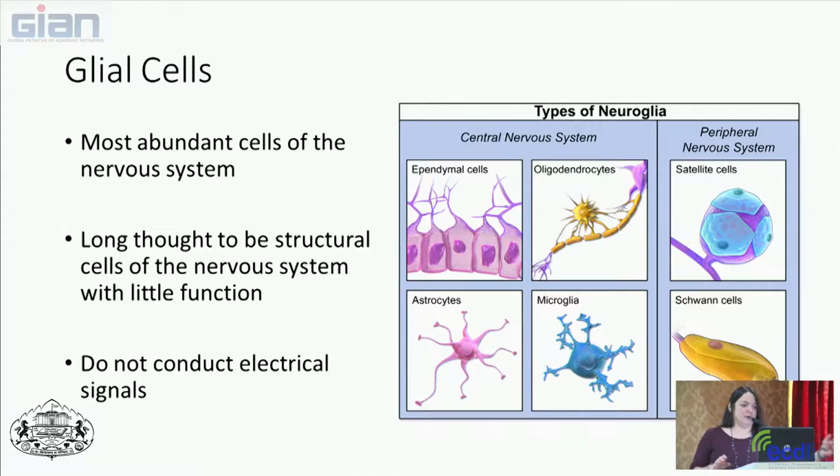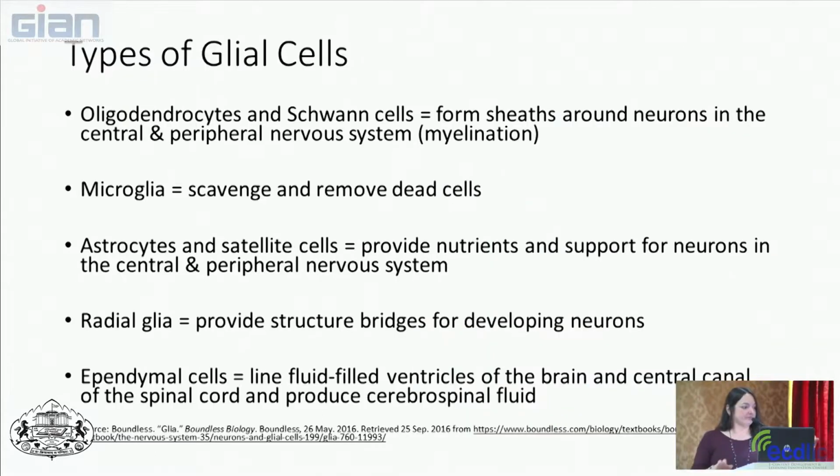So as we go back, we can take a look here. The Schwann cells are the myelin producing cells. The microglia cells are sort of the scavengers, so they go and clean up the dead cells and tissue. Astrocytes and satellite cells provide nutrients and support for neurons in the central and the peripheral nervous system. And the radial cells provide sort of a bridge for developing neurons. So they provide the infrastructure sort of for the neurons to go and take the paths that they do.